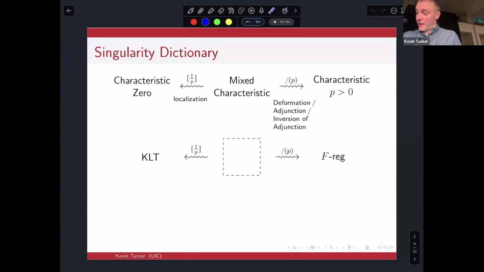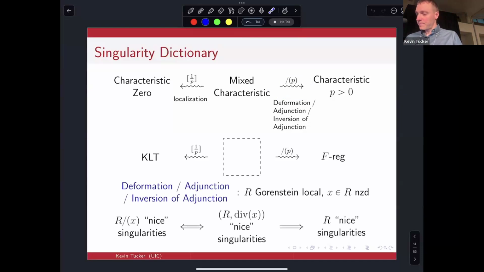On the other hand, if I go to the right for mixed characteristic, heading to the right, going mod P is like restricting to a hypersurface. And so the natural thing to do is to ask for variance of deformation or adjunction and inversion of adjunction properties to hold. All right, so let me say more about what I mean by that in the simplest case. Right, so the general framework of adjunction, inversion of adjunction, deformation is the following.